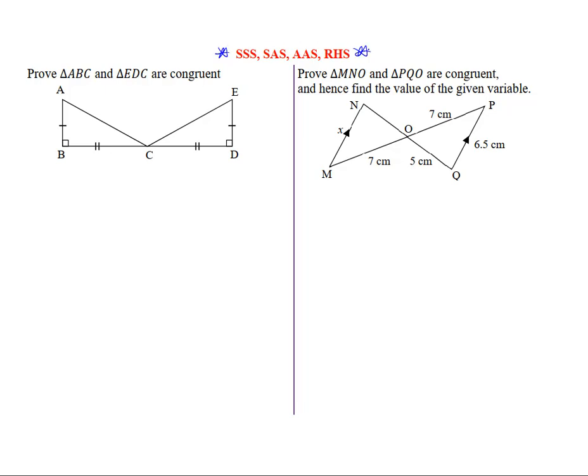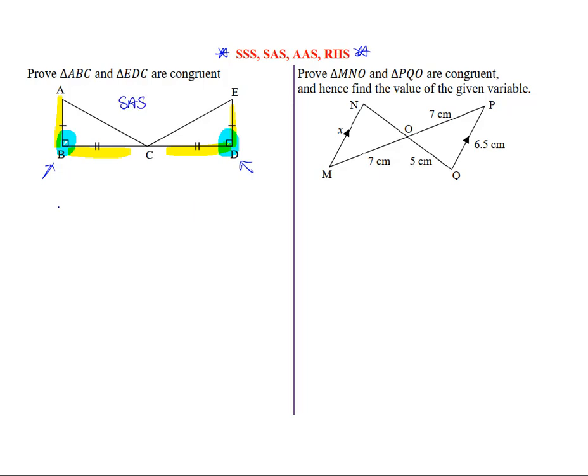First one is prove that triangle ABC and triangle EDC are congruent. Now, although I have a right angle in both, I don't have the hypotenuse. So my hypotenuse on the two triangles would be those, and I don't have them. Okay, but I do have two sides and the included angle, meaning the angles in the middle. So I'm looking in this case to prove SAS.